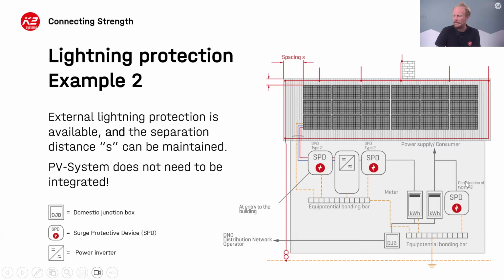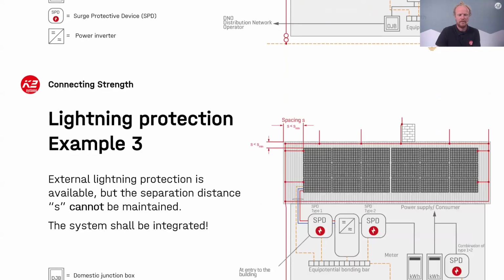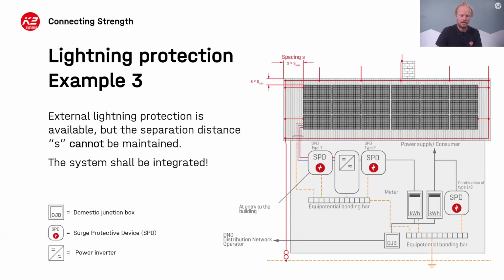And generally speaking, this will be a 1-2 combined. Right. Moving forward, the third setup that it could be possible is that you have lightning protection on the roof. You cannot maintain the distance from the PV setup. And so in this case, the PV setup needs to be integrated, right? And so this is where things change a little bit.